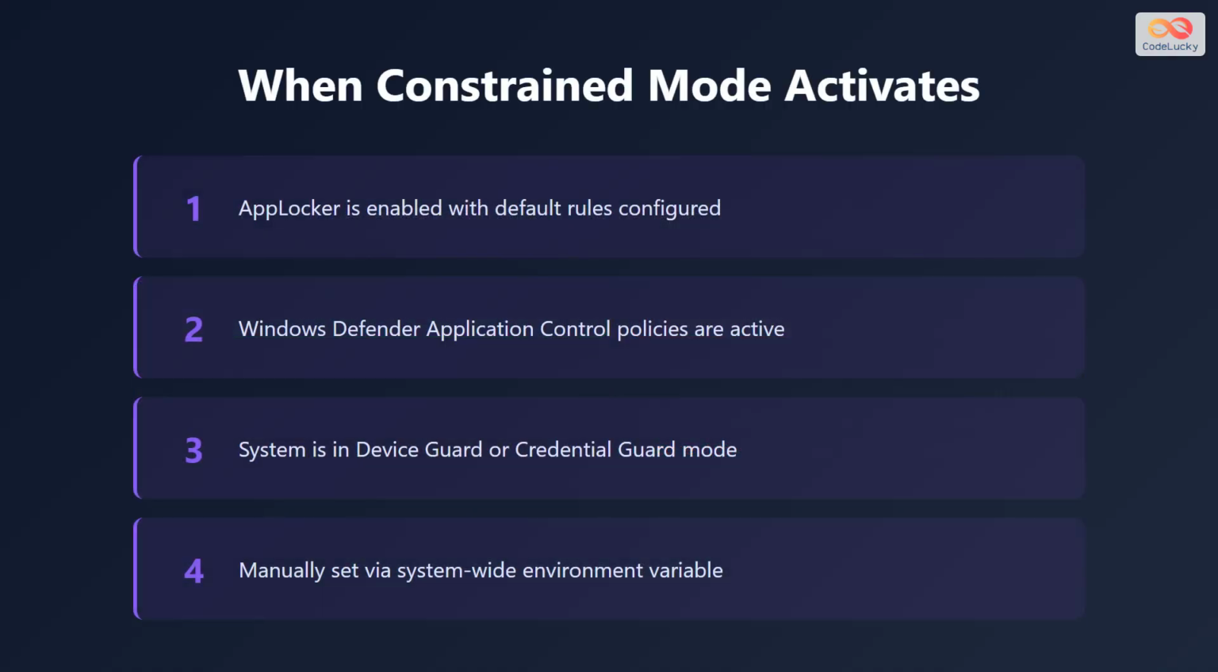Constrained language mode doesn't activate randomly. There are 4 main scenarios when it gets triggered. First, when AppLocker is enabled with default rules configured on your system. Second, when Windows Defender Application Control policies are active. Third, when your system is in Device Guard or Credential Guard mode, which are enterprise security features. And fourth, it can be manually set via a system-wide environment variable. In most enterprise environments, you'll encounter this mode when security policies like AppLocker are deployed to protect against unauthorized code execution.